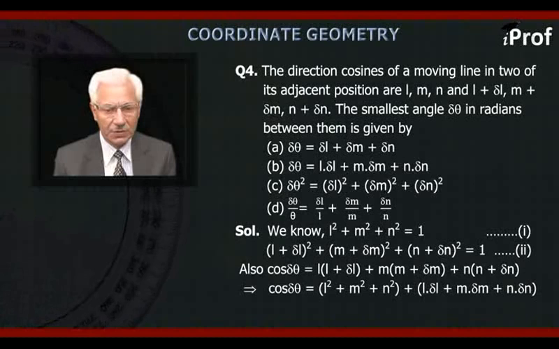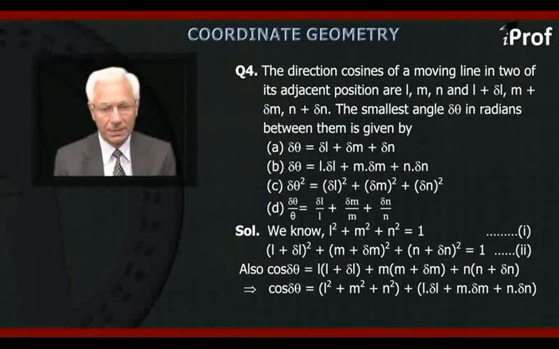Or delta theta square is equal to delta l square plus delta m square plus delta n square. Or the last option is delta theta by theta is equal to delta l by l plus delta m by m plus delta n by n.